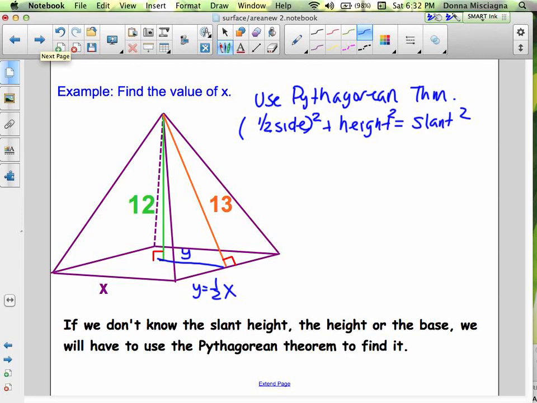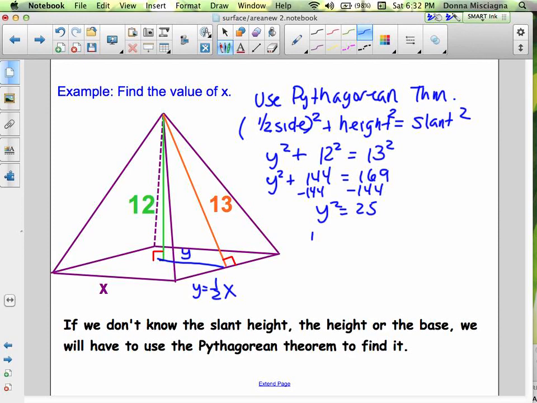All right, and I'm going to use y for half the side. I just wanted a single variable. So y squared plus our height, 12 squared, equals 13 squared. And now we'll just solve. y squared plus 144 equals 169. Subtract 144 from both sides. y squared equals 25. Take the positive square root only, because measurement is positive, and y equals 5. So if y is 5, remember, y is half of x.